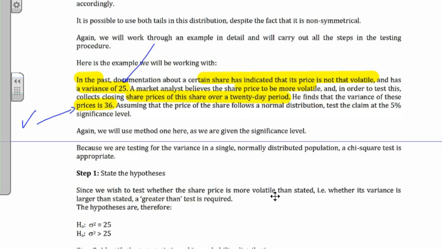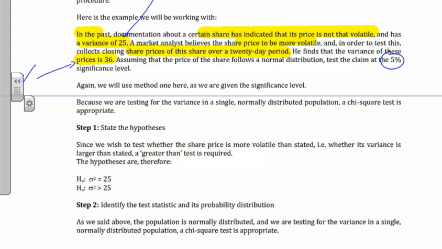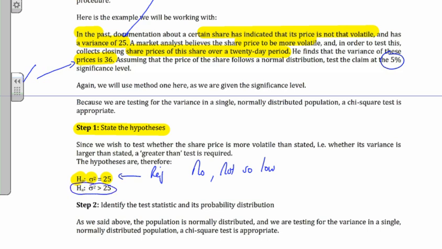We have to go and say, okay, let's do our hypothesis testing, and he wants to test the claim at a 5% level of significance. Same story. State the hypothesis. The null hypothesis says that the variance is equal to 25. We want to reject that. We say no, it is not so low, it's more volatile than that, and we want to reject that in favor of accepting that the variance is greater than 25.